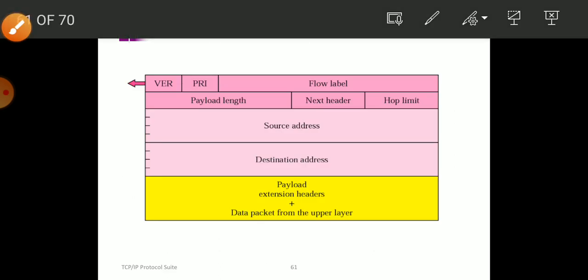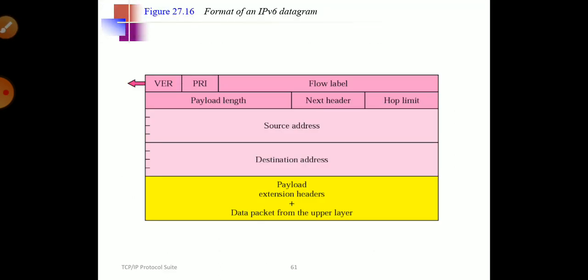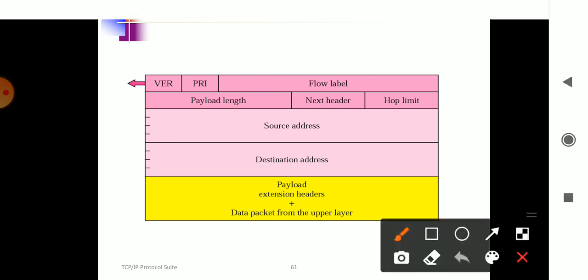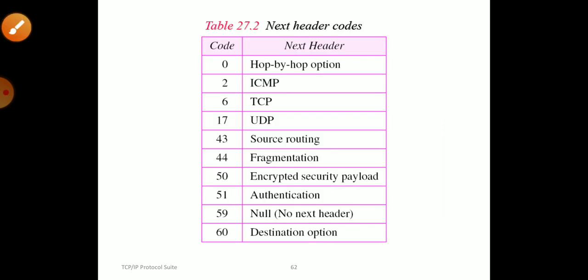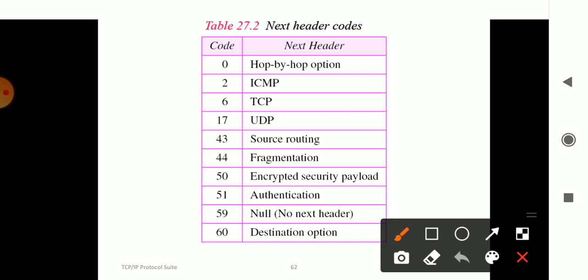So as I said, it has the structure: version, the preservations of your data, then the flow label, payload, next header, hop limit, source address, destination address, and then the payload, extension header and data packet are considered. In the next header codes, hop by hop option is 0, ICMP 2, TCP 6, UDP 17, source routing 43, fragmentation 44, encrypted data 50, authentication 51. They have their own codes.